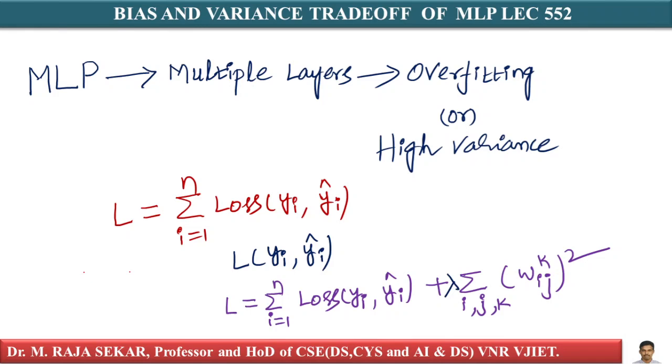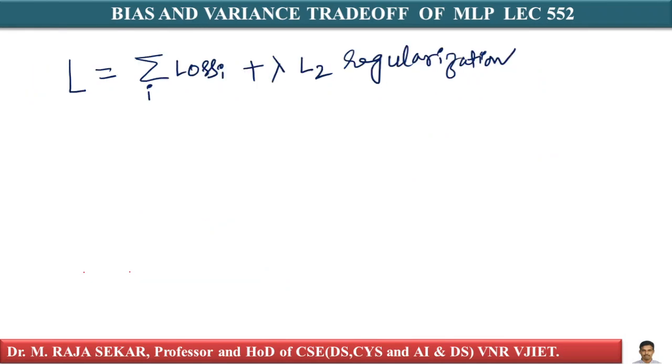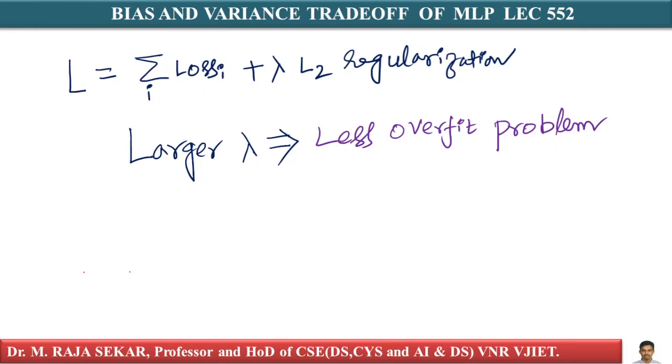I can have L2 regularization or L1 regularization. In a nutshell, my loss is the summation over all the losses, sigma of loss of yi, plus lambda times the L2 regularizer. Of course, I have to put some weight on the L2 regularization, and the larger my lambda, the less I will overfit. Larger the lambda, I will have less of an overfit problem.